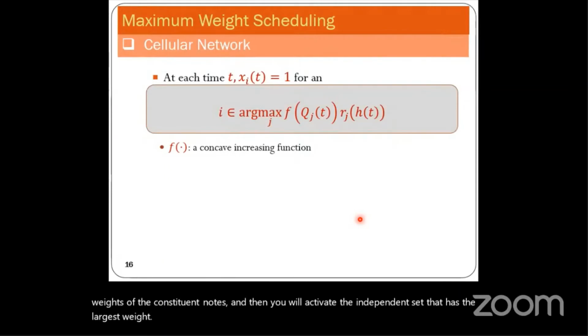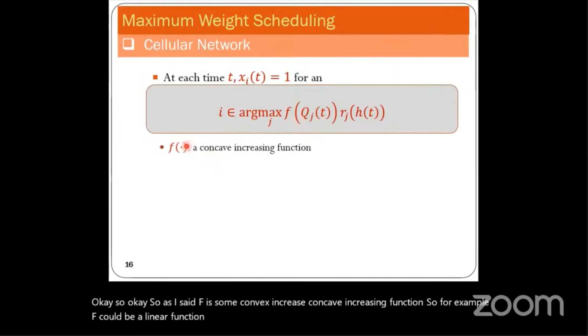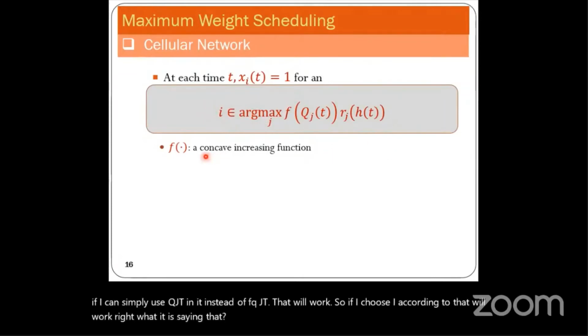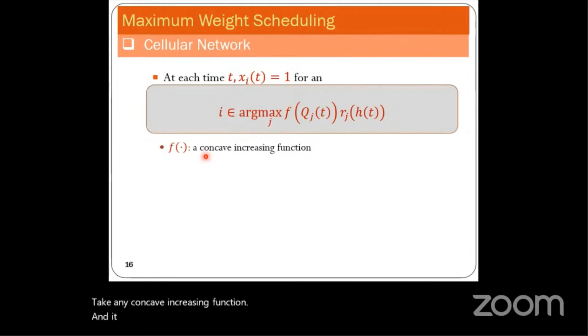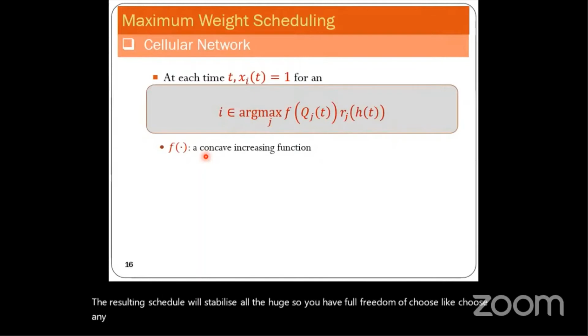So this function f is chosen by whom? Okay. As I said, f is some concave increasing function. For example, f could be a linear function, f(x) equal to x. That meets the criteria. So I can simply ignore f. I can simply use q_j(t) in it instead of f(q_j(t)). That will work. What it is saying is that take any concave increasing function and it will work. The resulting schedule will stabilize all the Qs. So you have full freedom to choose any f that is concave increasing.